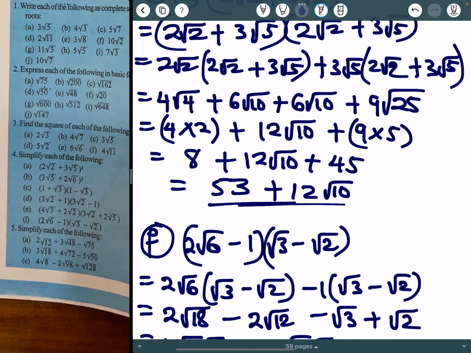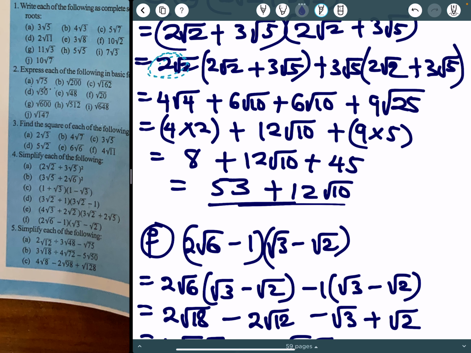First thing, take this 2 root 2, write it down. Now, put the second bracket in front of it. That gives you 2 root 2 times (2 root 2 plus 3 root 5). Also, take the 3 root 5 and write it down. Then, put the second bracket in front of it, like we do normal expansion of algebraic expressions. So, we now do it one at a time.